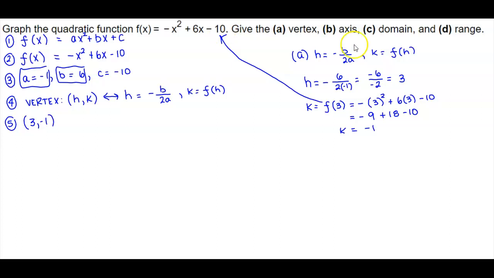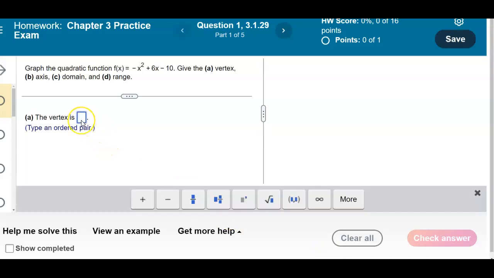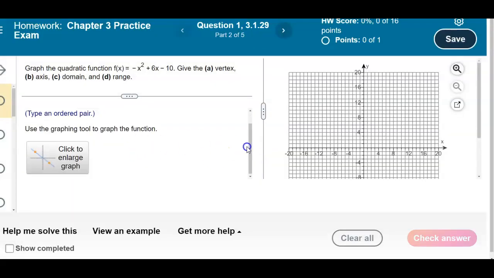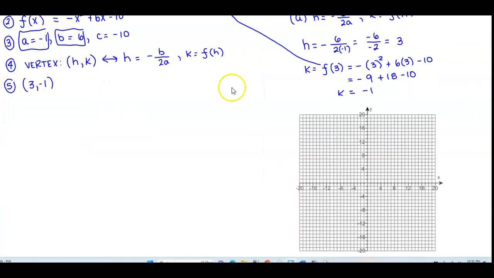So now we determine what the vertex is. Let's go ahead and put that in there: 3, comma, negative 1. We want to type in the ordered pair, and there is our result. Now we want to be able to graph this function. So here we are, we're going to graph our function.